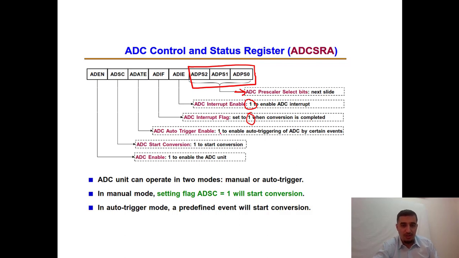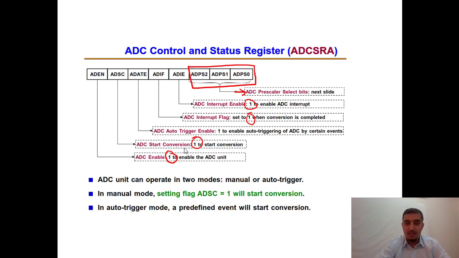This is for auto trigger, if you want to trigger the analog to digital converter by certain events. This is for start conversion, and this one is important. And this one is basically to enable the analog to digital converter unit, which is like a switch on for the whole system we are talking about.